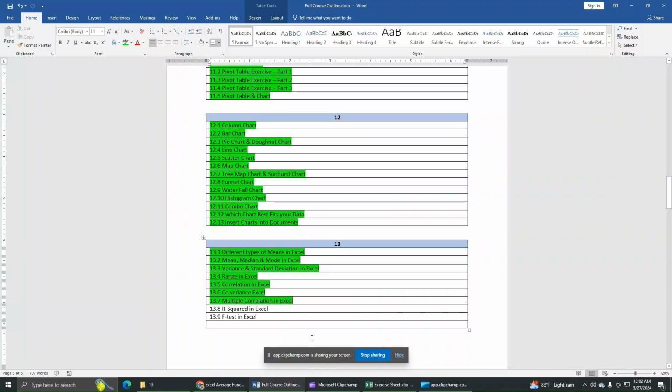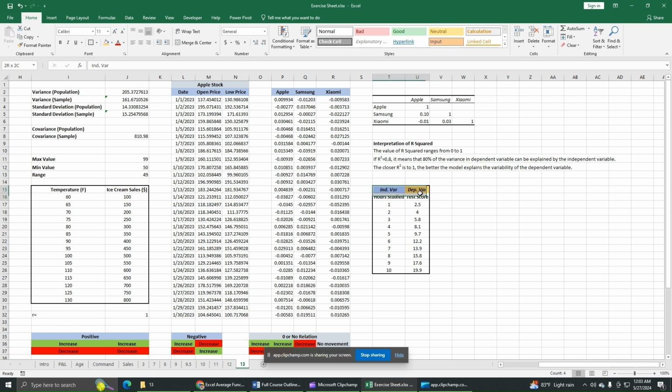Hello everyone. Today we will see how we can calculate r squared in Excel. So let's start. This is the dataset we will use to calculate r squared.